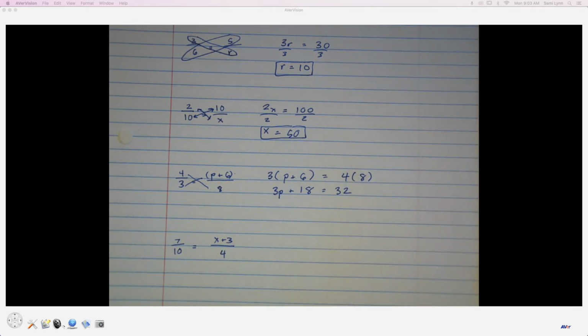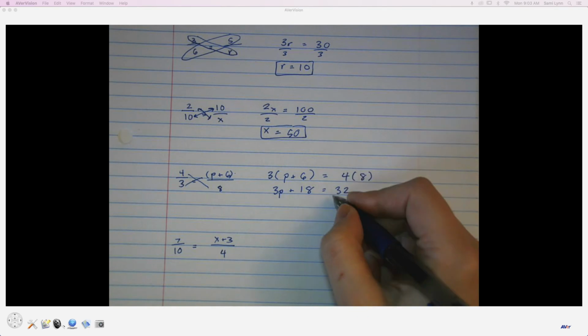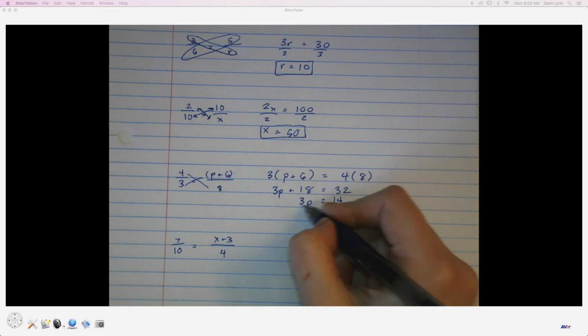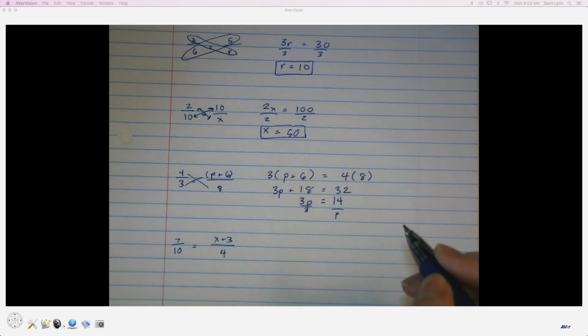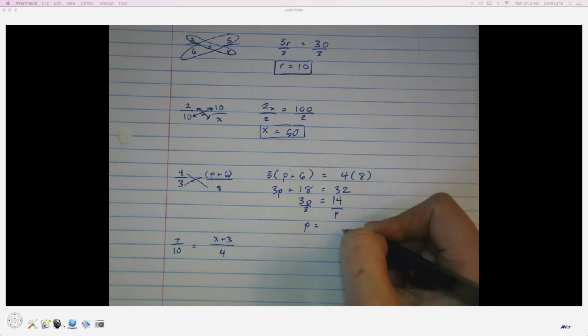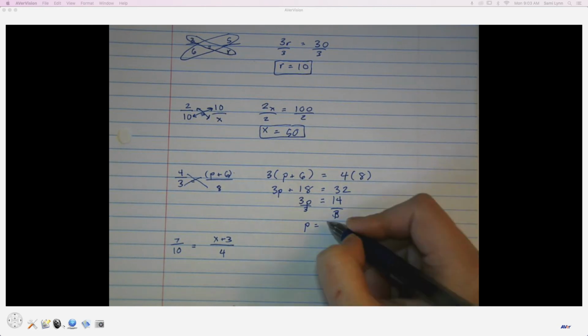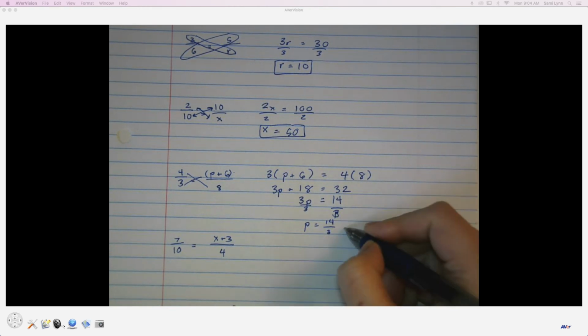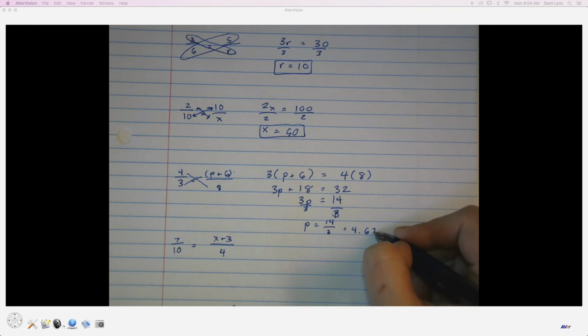So what can we do next? Well, I'm not going to divide by 3 quite yet, because 3 isn't multiplying our entire equation here. So what I have to do is subtract my 18. So 32 minus 18 is 14. And then we have equals 3p. And now I can divide by that 3 to get p all by itself. Let's see. This is going to give us a decimal. So we can leave it as 14 over 3 if we want, and that is just fine, or that equals 4.67 rounding.